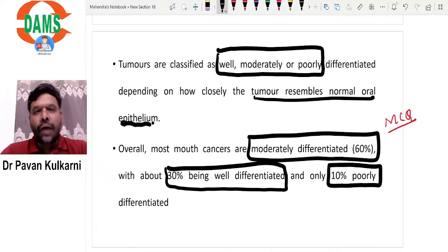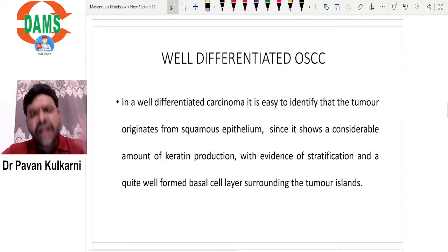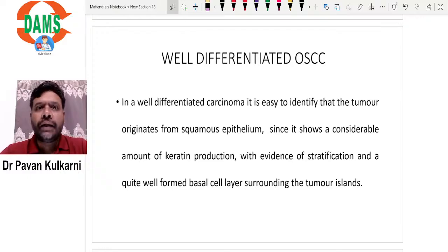Okay, so that is about how Broder has classified, and what the incidence is: how many cases you usually see of moderate, how many of well, and how many of poor. Now, after knowing this basic, we will see histologically what criteria and features I will look for to call a tumor well differentiated.